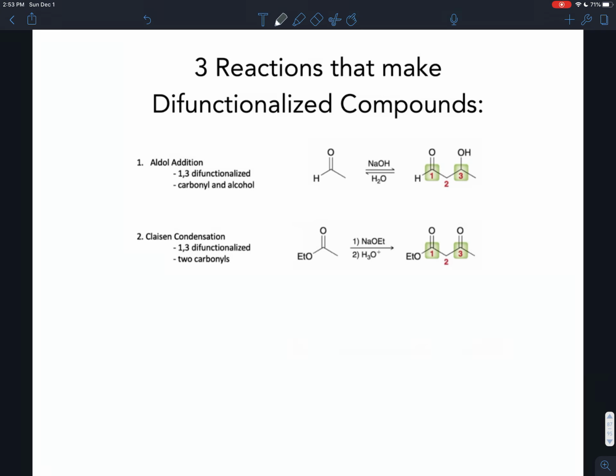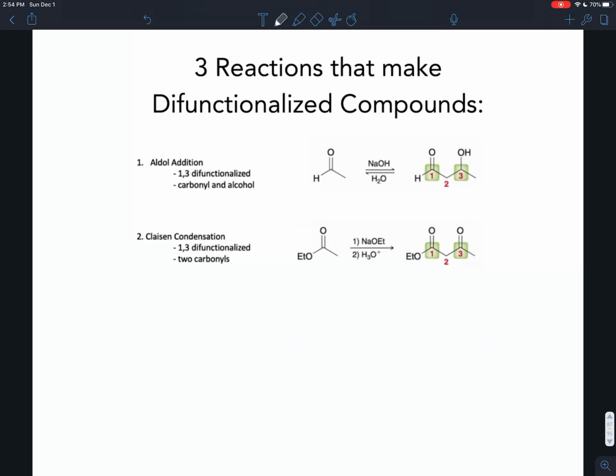So you use a base that would rip off a hydrogen from the alpha carbon, turn that alpha carbon into a nucleophile, where it could then do a nucleophilic acyl substitution with another ester and replace the leaving group on it. So this whole thing is the alpha carbon nucleophile that came in and replaced the ethoxy group that used to be here.